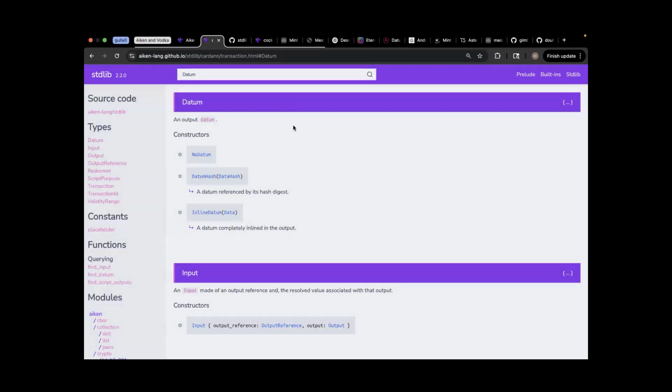So datum is basically just information that a specific UTXO can hold. When the UTXO is spent, the datum is gone. So think of it as just information that exists in a UTXO. And there are three ways the datum can exist.